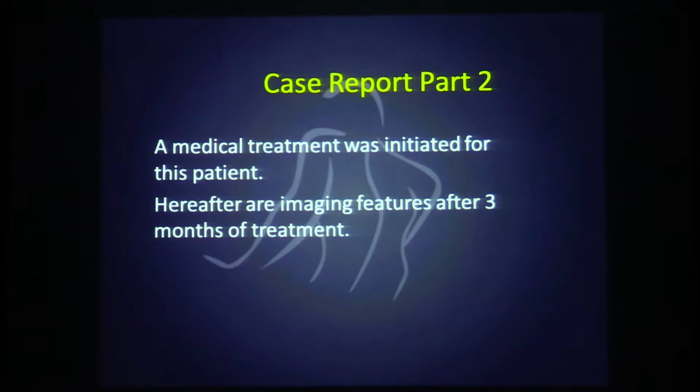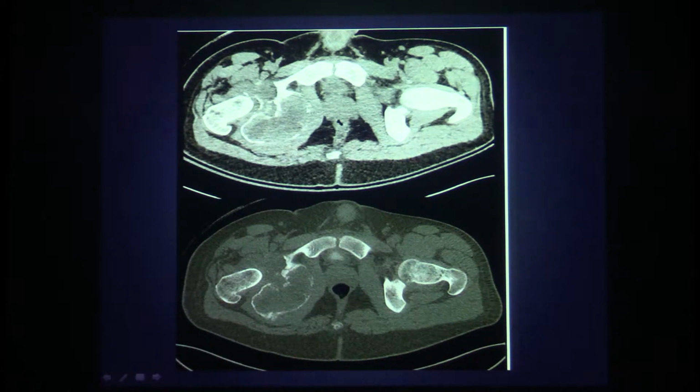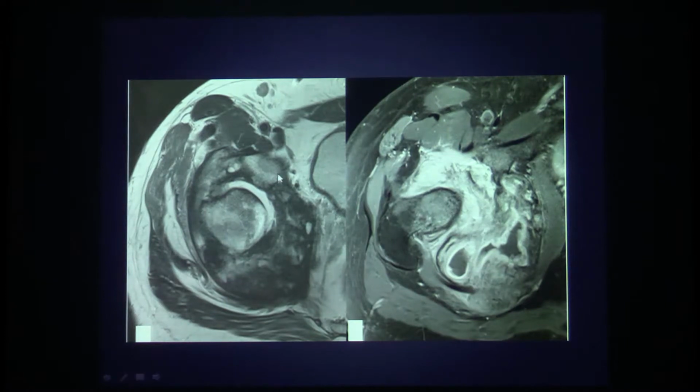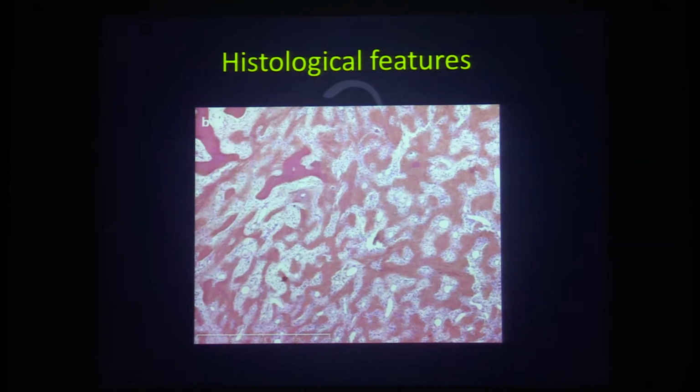So a medical treatment was initiated for this patient, and after 3 months of treatment, this was the aspect we had. So we don't see very well, but there is a little calcification of matrix. Here we can see this calcification, and there is less cyst. And now we have central liquefaction on MRI. This was the aspect on gross pathology. And this was the aspect on histological examination.